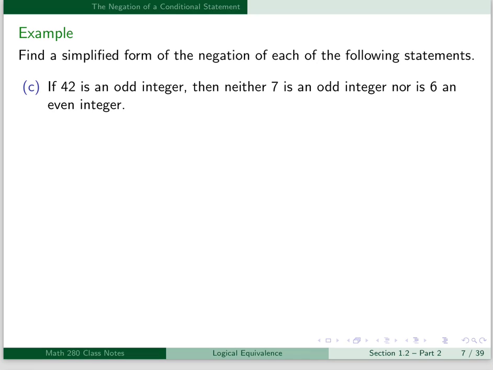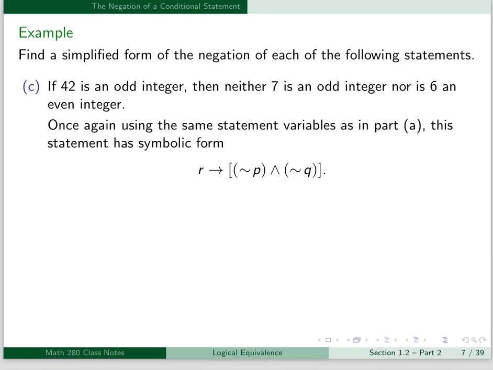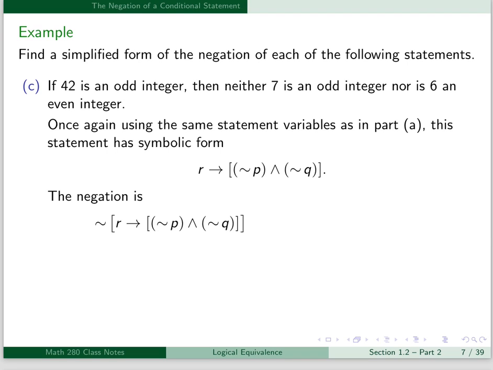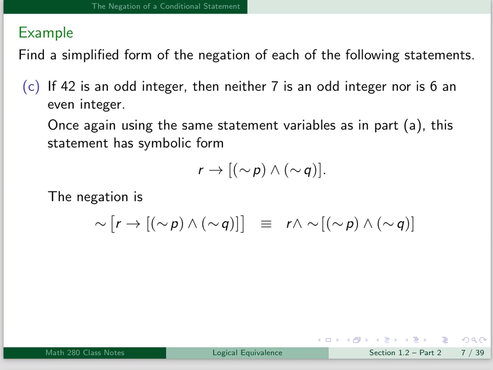Next up, we have if 42 is an odd integer, then neither 7 is an odd integer, nor is 6 an even integer. Once again, using the same statement variables as in Part A, this statement has symbolic form R implies not P and not Q. The negation is then, we negate the entire conditional, and this is logically equivalent to R and the negation of the conclusion, not P and not Q.